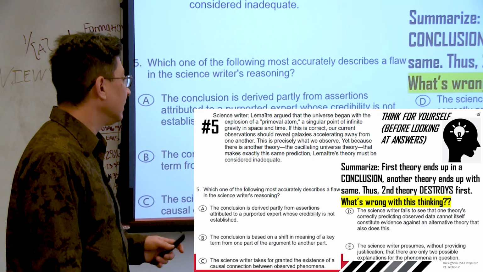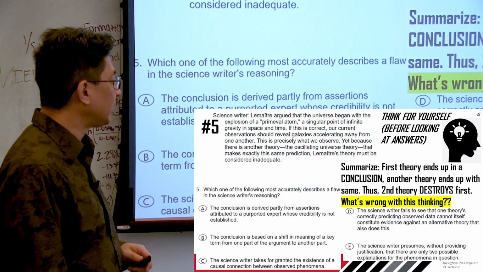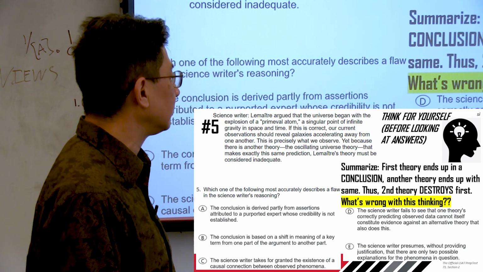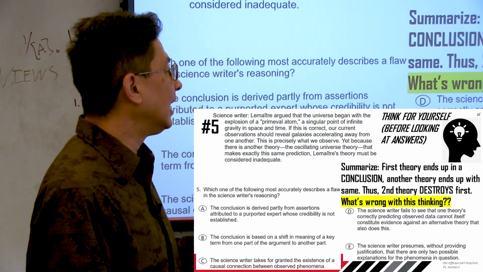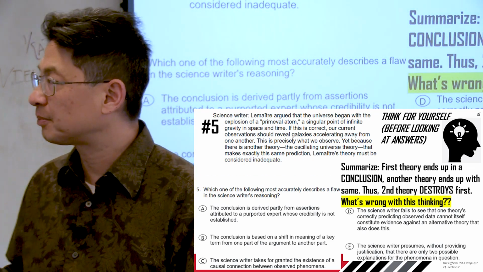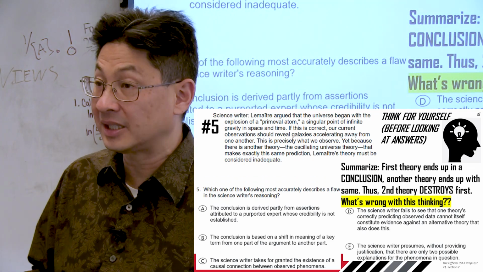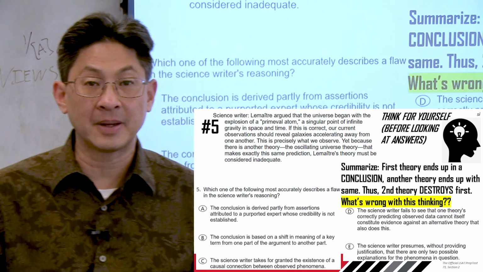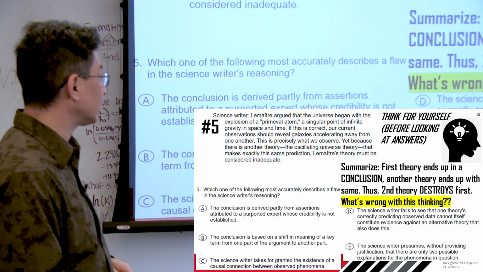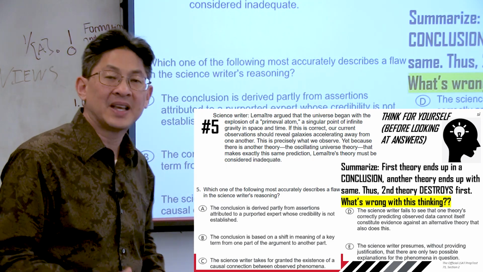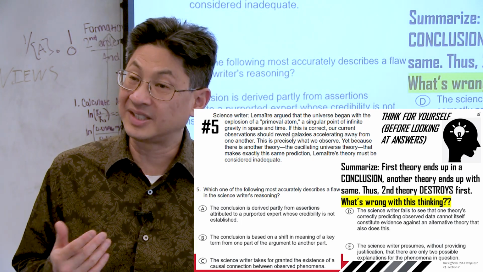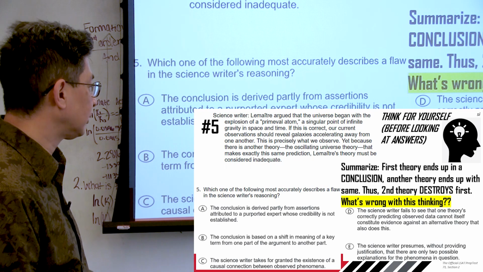How about D? The science writer fails to see that one theory correctly predicting observed data cannot itself constitute evidence against an alternative theory that also does this. Do you see how it's pretty much saying equal things, just using different words? That's what we're talking about here. Saying the same thing, but using different words. That's what we did to summarize, and that's what answer choice D is doing also. So D is clearly the right answer.